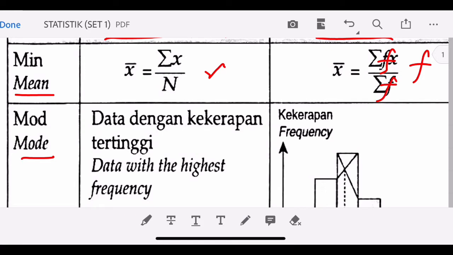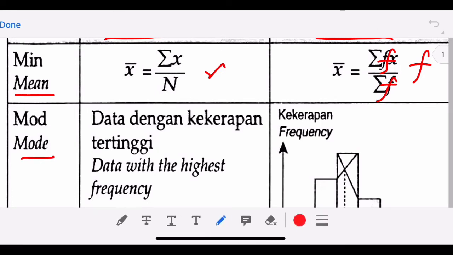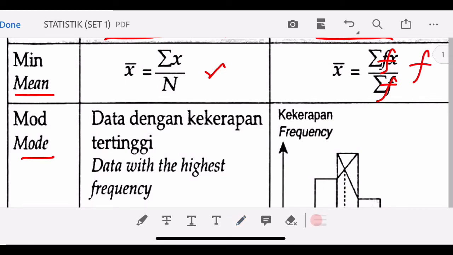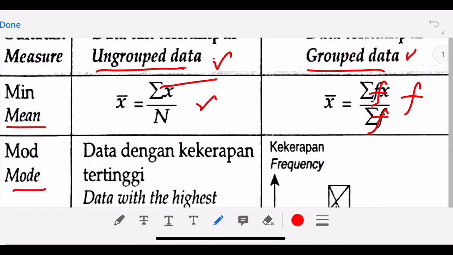For the mode, the mode means the data with the highest frequency. So this one is quite easy for the mode. But if the data is given in class intervals, you have to draw the histogram with the frequency as the vertical axis and the midpoint as the horizontal axis. And then you have to identify the three rectangles, the ones nearby the highest rectangle, and then you have to cross.